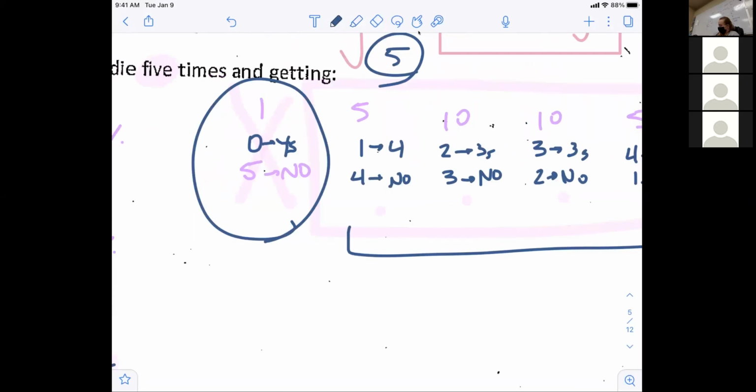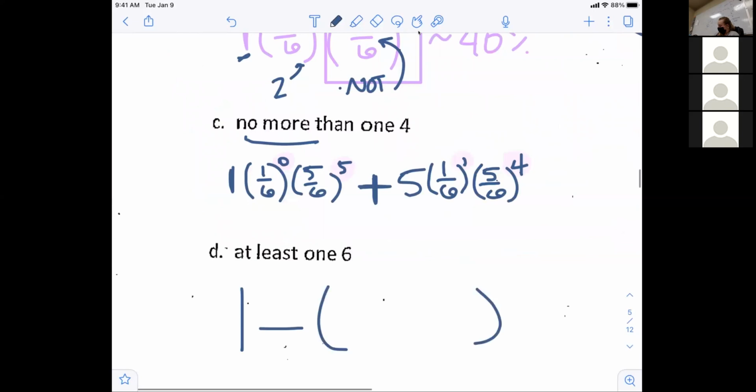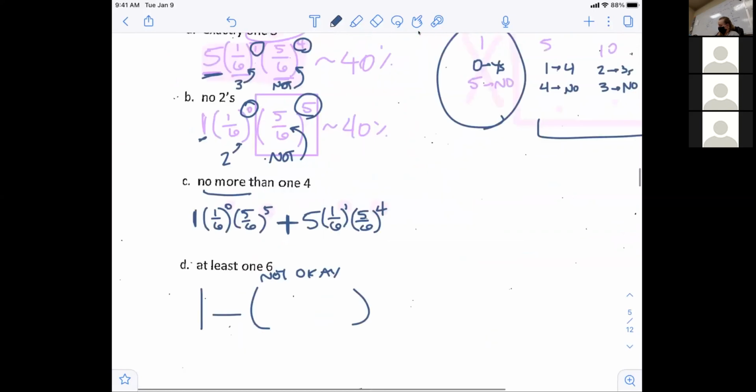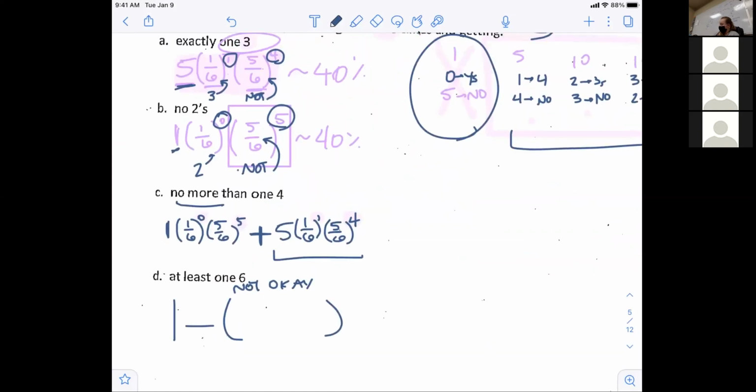So I'm going to do 1 minus whatever is not okay, and I'm going to write my little expression like we did up here with this guy guiding me. So it's not okay to have 0 6s in this case. So my coefficient is still 1.